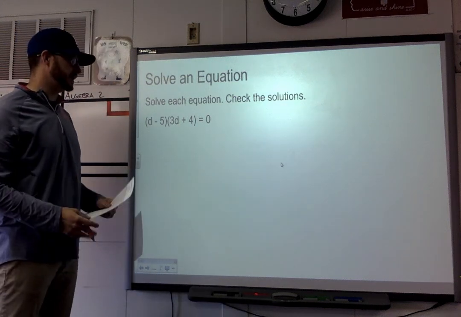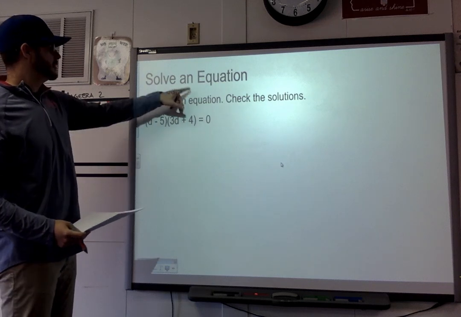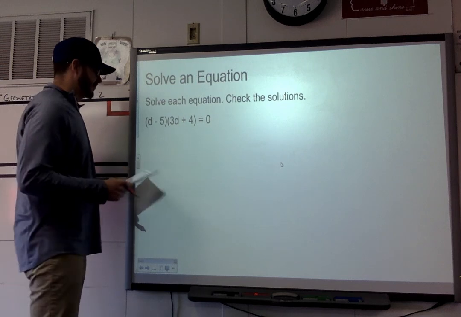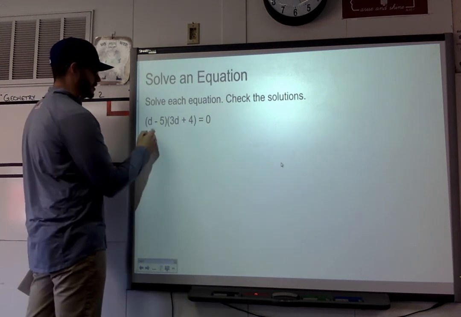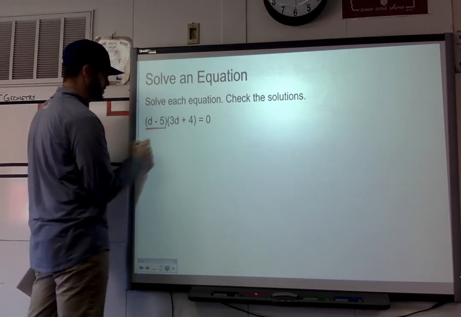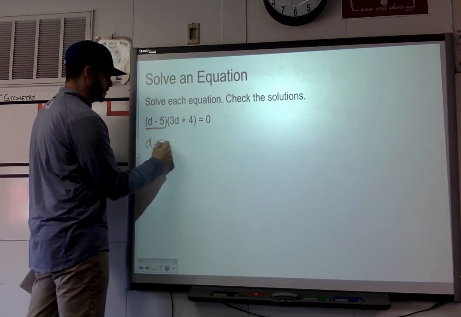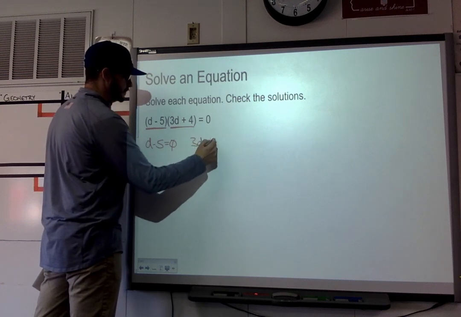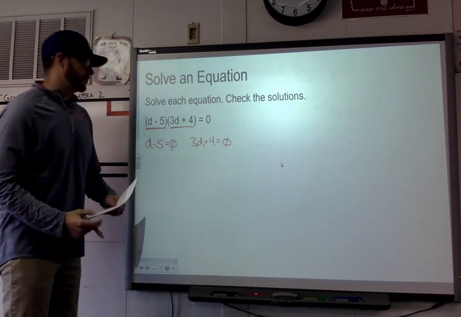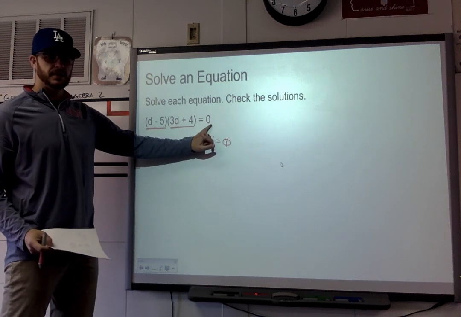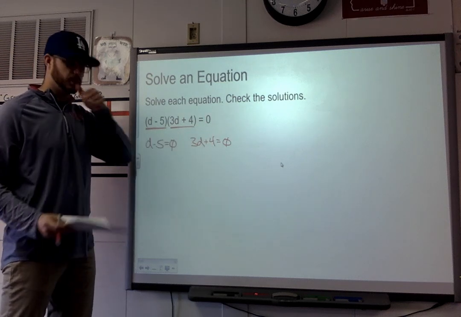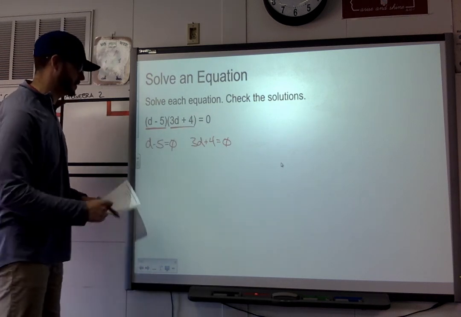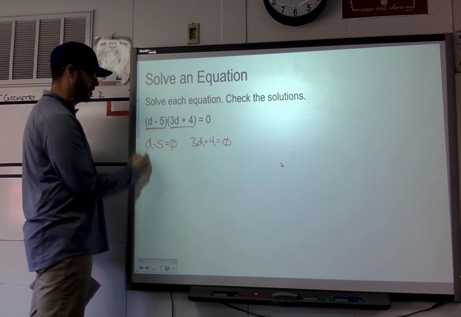We need to solve the equation or find the roots and then check our solutions to make sure that they work. So in order to find the roots here or solve the equation, you want to take each set of parentheses and set it equal to 0. Now, if we had something besides 0 on this side, we wouldn't be able to set it equal to 0, but we can here because we have it already set equal to 0. So now we just solve for our variable.